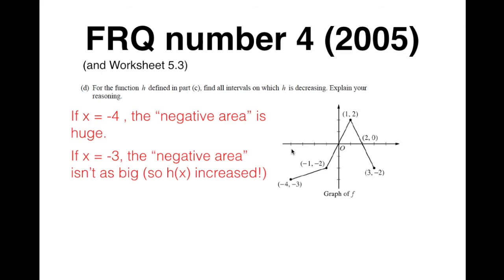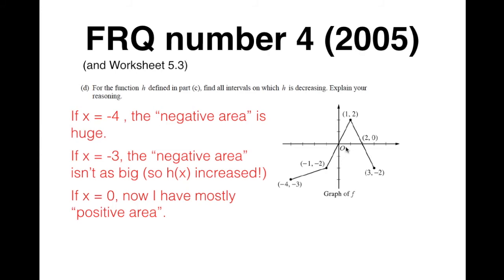H of x was very negative at -4. Now at -3, it's a little bit less negative. And as I keep on going, if I choose x further here, it's going to continue to increase, because I have less and less negative area. If x equals 0, what does it mean? I'm integrating from x equals 0 to x equals 3. I actually now have mostly positive area. I have all of this, and I only have a little triangle here of negative area. So h of x is going to now be positive.